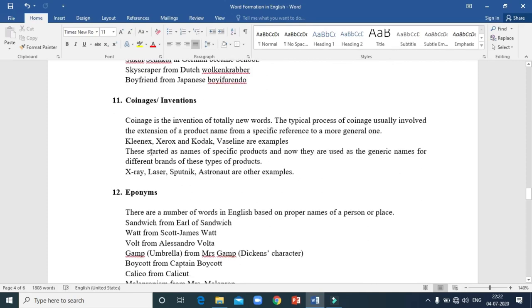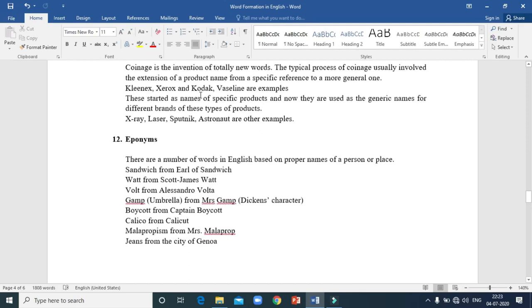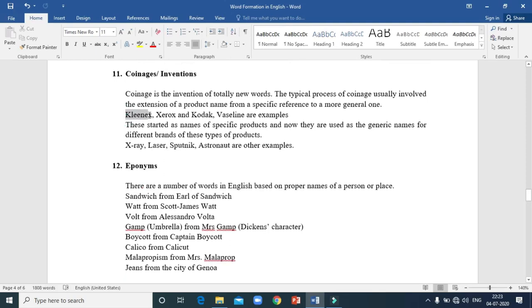Let's look at the 11th process of word formation, coinages or inventions. Coinage is the invention of totally new words. This usually happens when a new kind of product name is coined, and then it becomes established. For example, we have words like Kleenex. Kleenex means tissue paper. Kleenex was actually a brand of tissue paper, but a lot of people, including my husband, called tissue paper Kleenex. Kleenex is a brand in America. So they don't say tissue paper, they say Kleenex. Likewise, we don't say petroleum jelly, we call it Vaseline, because the word has become so popular.